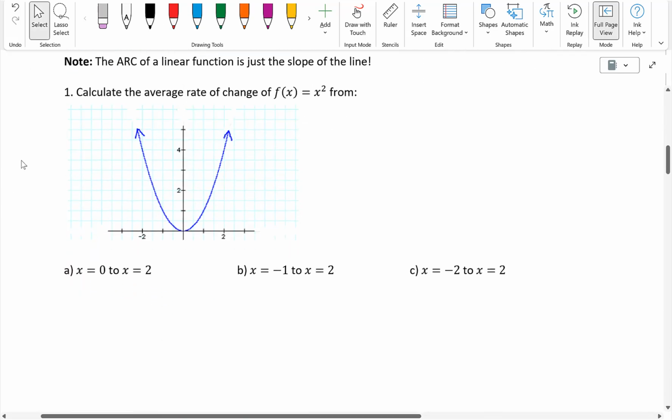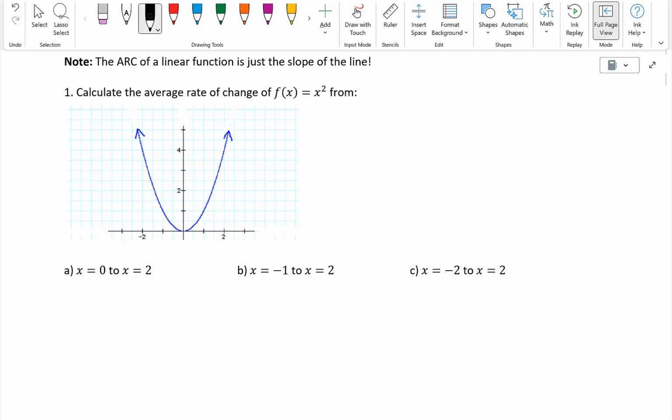Okay, so note here, the ARC of a linear function is just the slope of the line. If we're computing a slope between 2 points, any 2 points we take on the line will create the line that passes through there, and thus the ARC will be the same as the slope. So let's do one that's not linear.